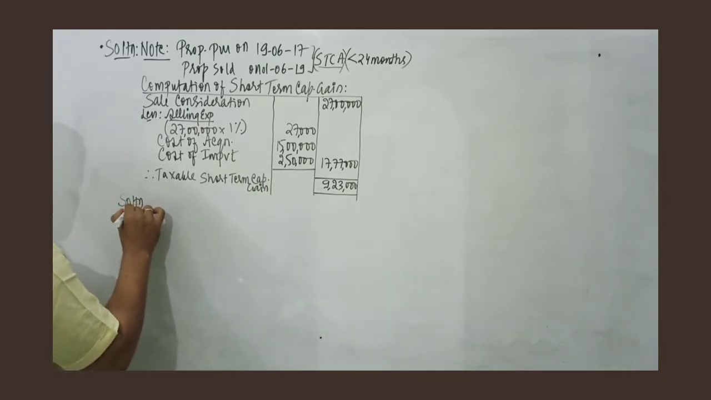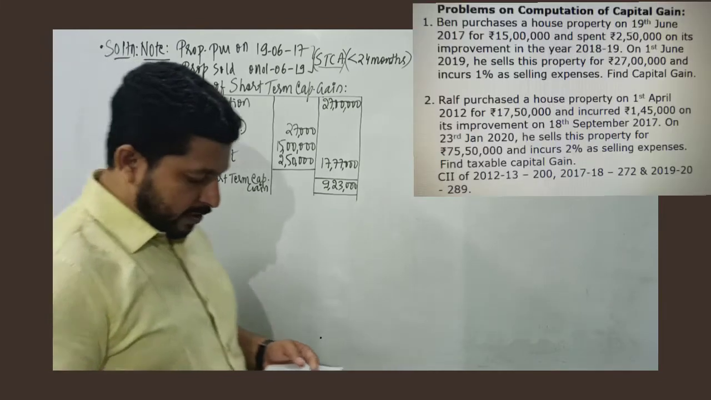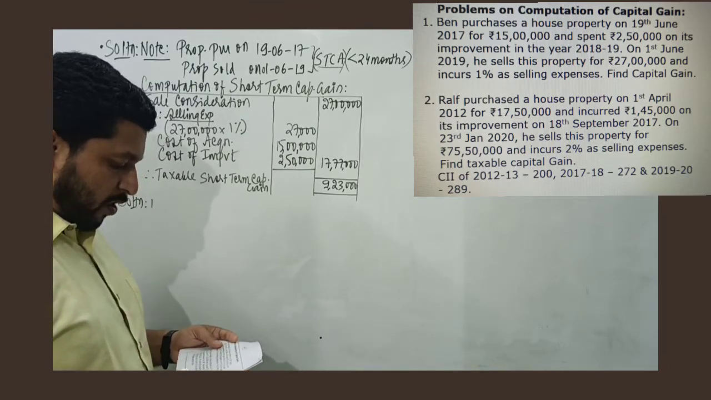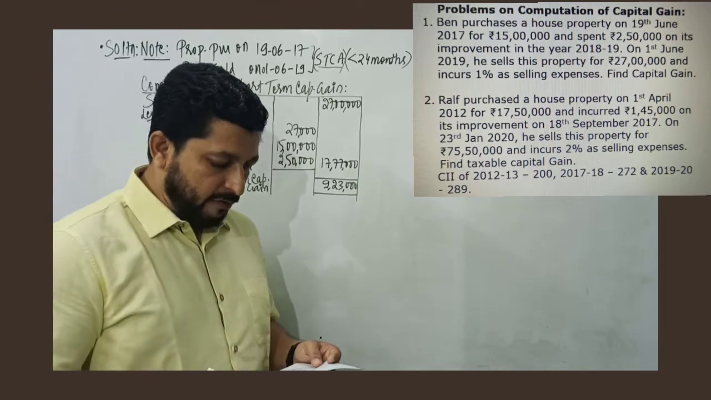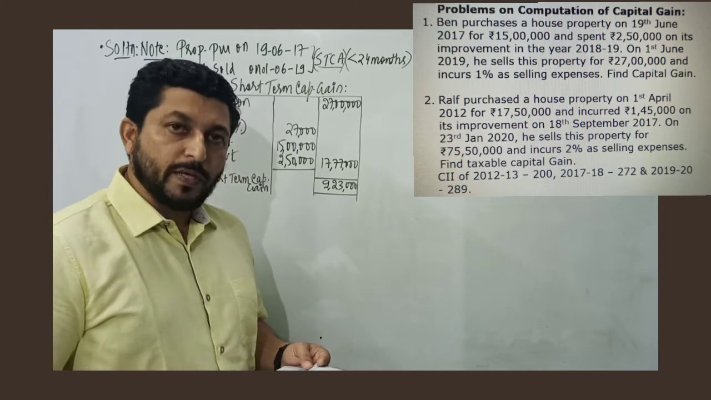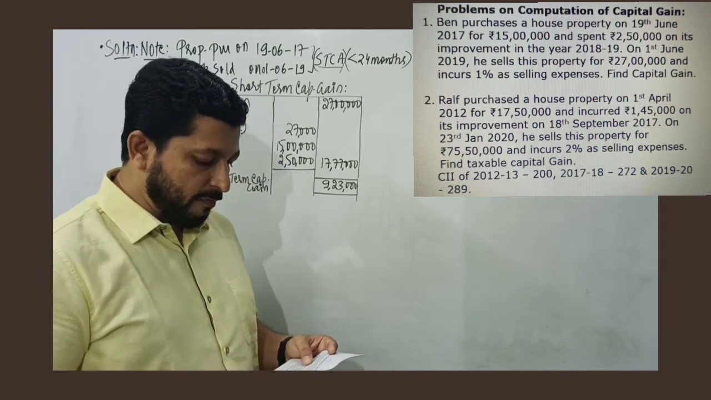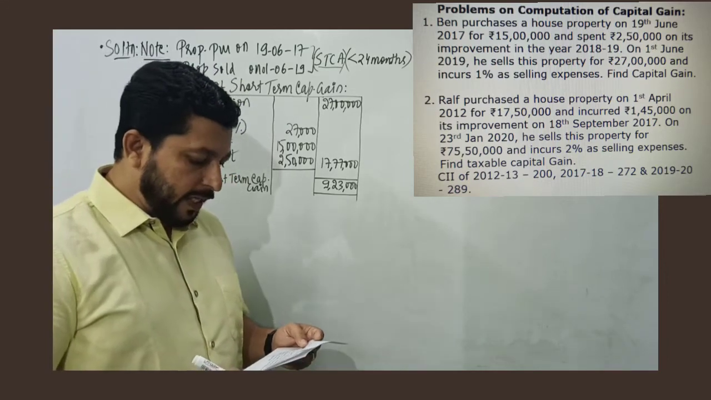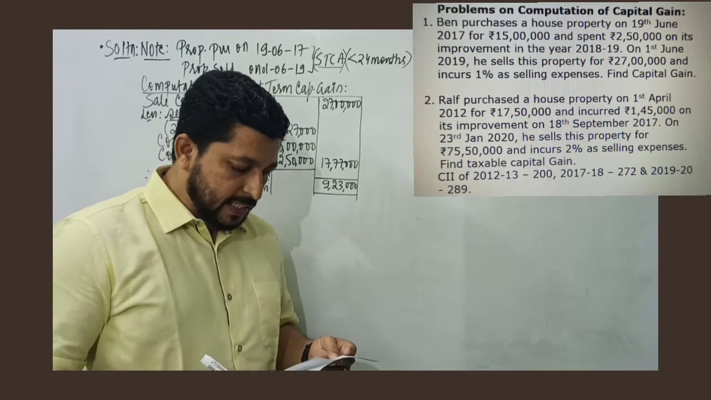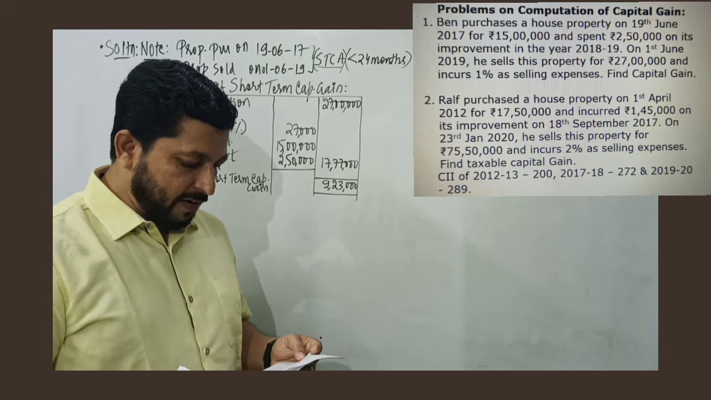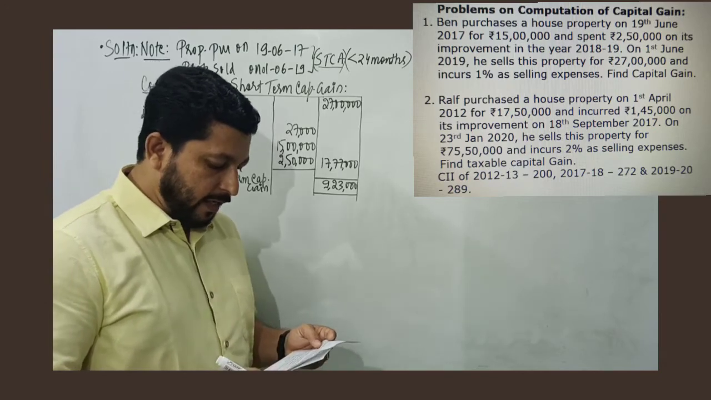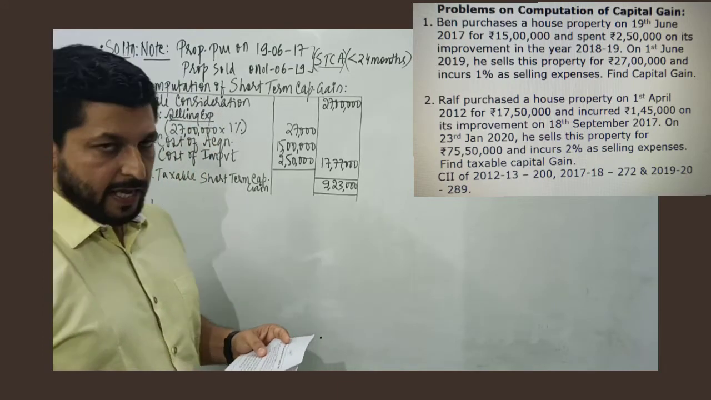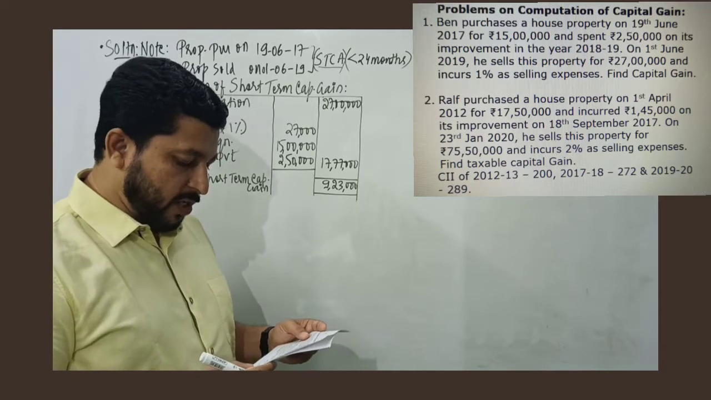So I record over here solution. So let's understand the second problem. Rolf purchased a house property on 1st of April 2012 for rupees 17,50,000 and incurred rupees 1,45,000 on its improvement on 18th September 2017. On 23rd January 2020, he sells this property for rupees 75,50,000 and incurs 2% as selling expenses. Find taxable capital gain.